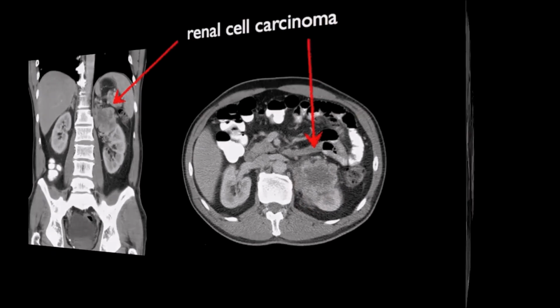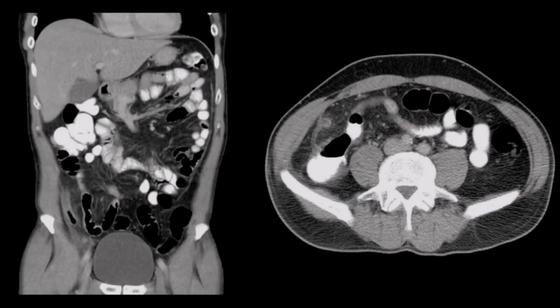So there you have it, some CT features of acute appendicitis: a blind-ending tubular structure in the right iliac fossa arising from the base of the caecum, with thickening greater than 6 mm and surrounding inflammatory fat change.